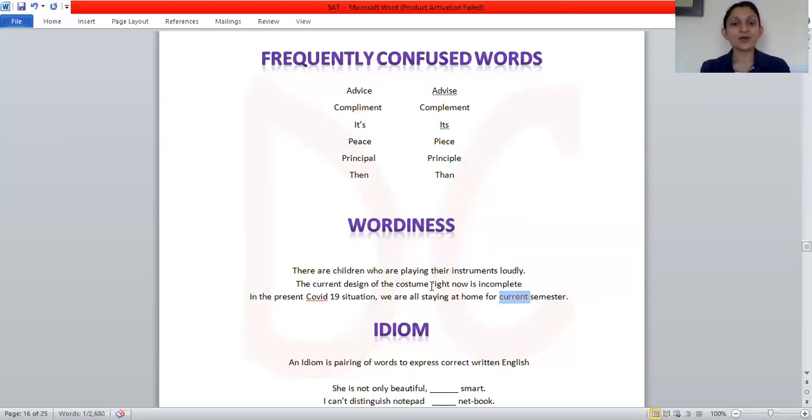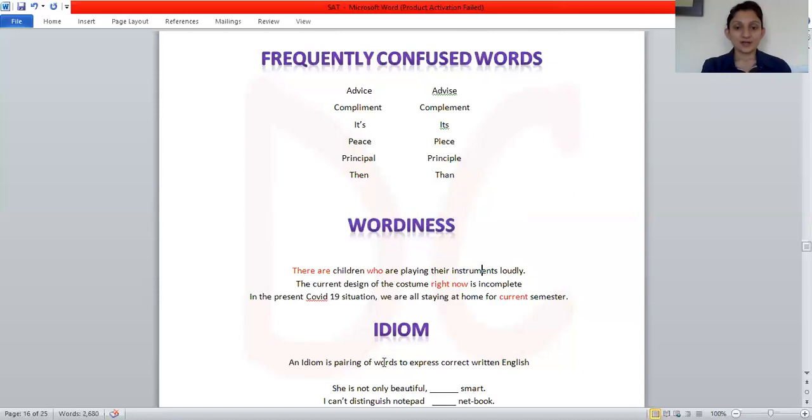So you see, all you're doing in wordiness is whatever information you've already given, you don't want to give that information again. So you're simply erasing these words. Children are playing their instrument loudly. The current design of the costume is incomplete. In the present COVID-19 situation, we are all staying at home for this semester.